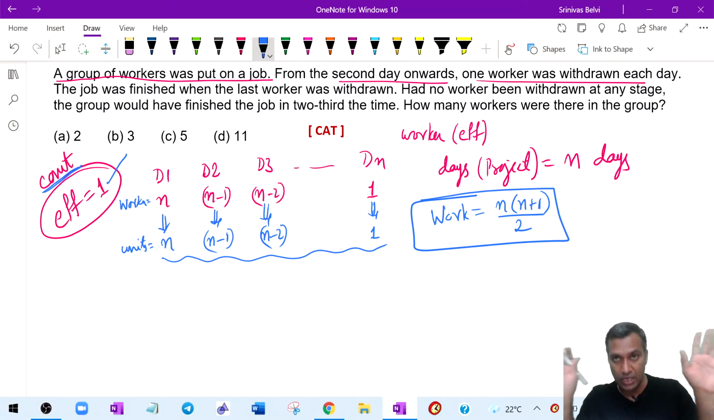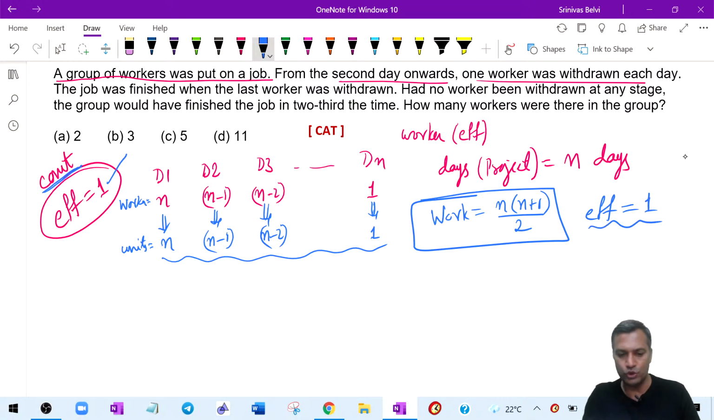Now you were wondering earlier, the work used to be some number. Here, no number is coming. Correct. That is what CAT does. But ultimately the idea is work and efficiency. You said that efficiency is 1. You made that assumption, fine. Therefore, you got the work. Every employee has the same efficiency. So efficiency and work are important.